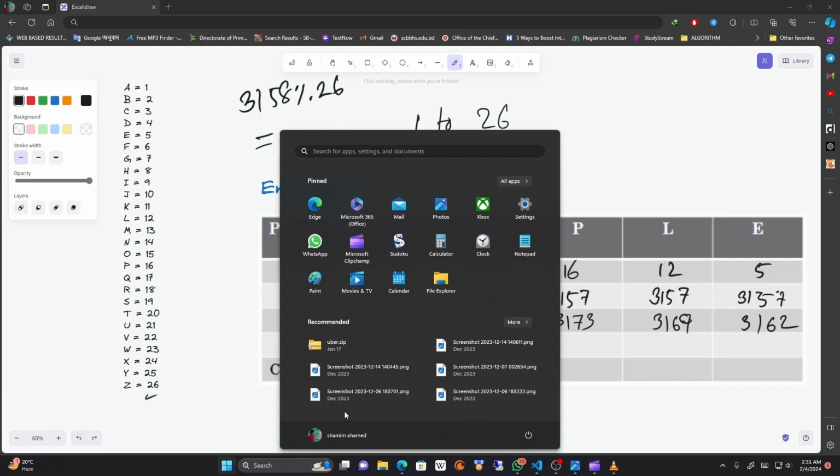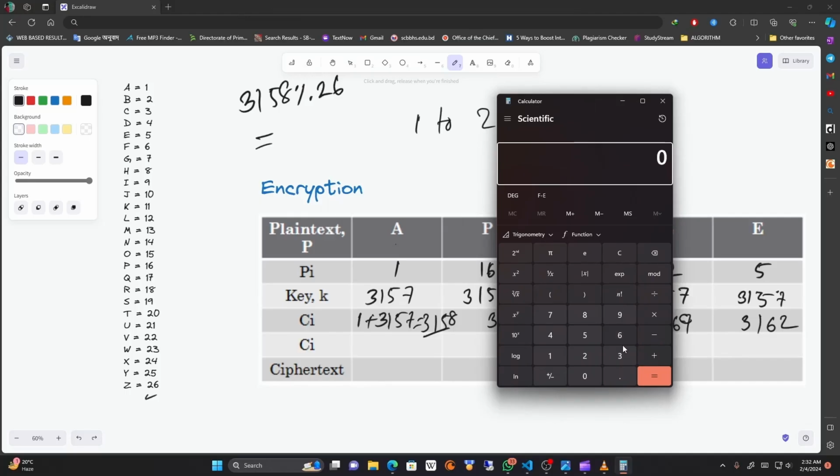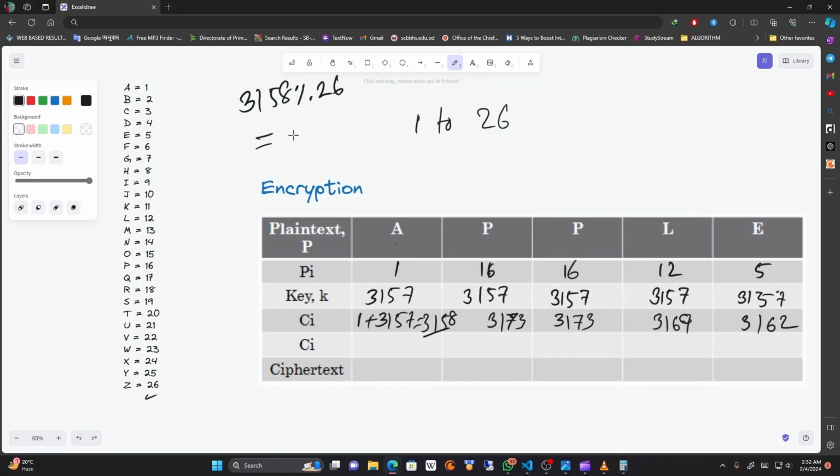Let's open our calculator and write down 3158 divided by 26. Now we get a fraction value. See, this is our fraction value.